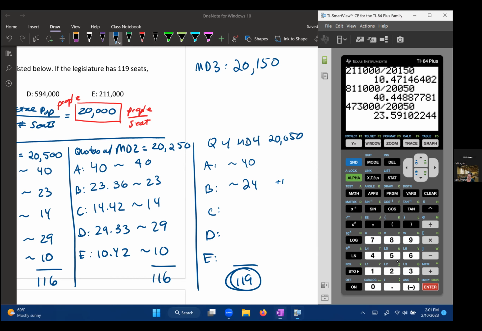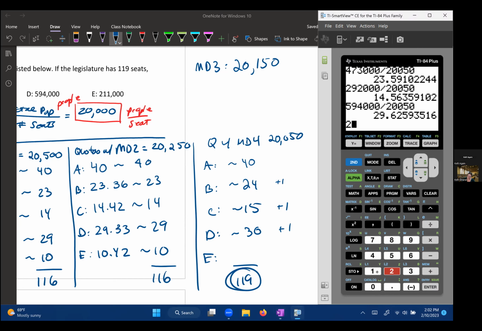Okay, what's population C? That was the 292 divided by this 4th divisor, 20,050. 14.5. That goes up to 15, so that's good. There's +1. Now, as long as only one of these last 2 goes up and the other one stays the same, then we're good. All right, D's population is 594,000 divided by 20,050. 29.6. That rounds up to 30. Okay, there's our +1. So please let E stay the same. Otherwise, we have to do it another time, a 5th time.